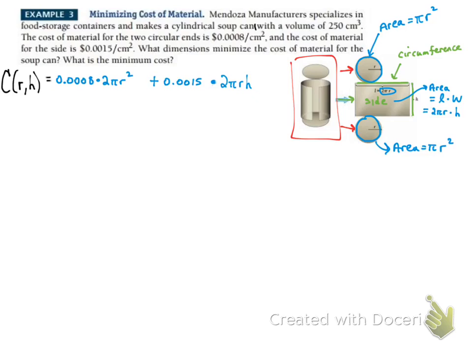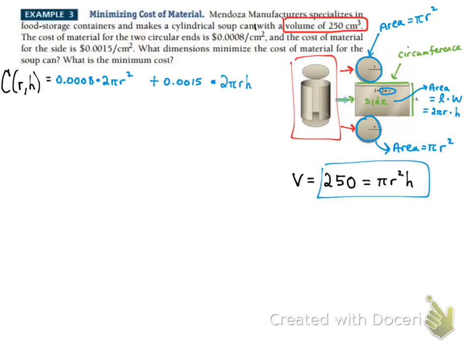The additional information that we need to use is that the volume of the can needs to be 250 centimeters cubed. So we know the volume needs to equal 250. Now we need to use the formula for the volume of a cylinder to relate the variables r and h. If you remember, the volume of a cylinder is just pi r squared times h.